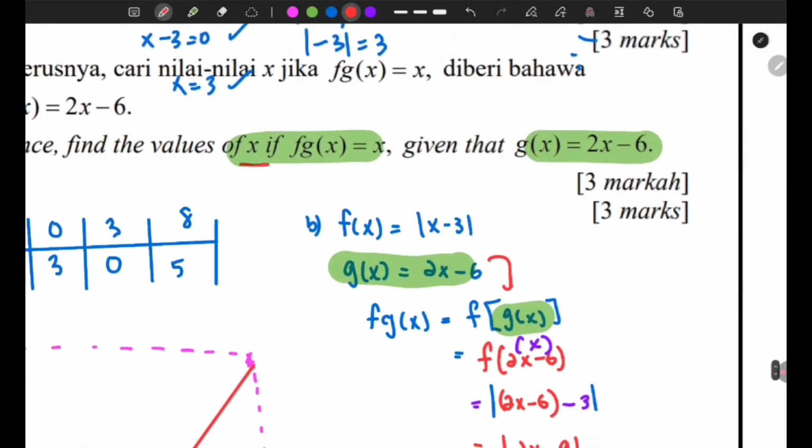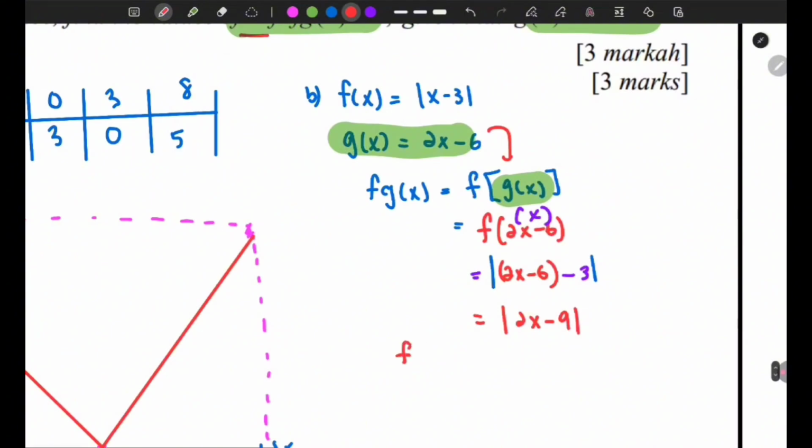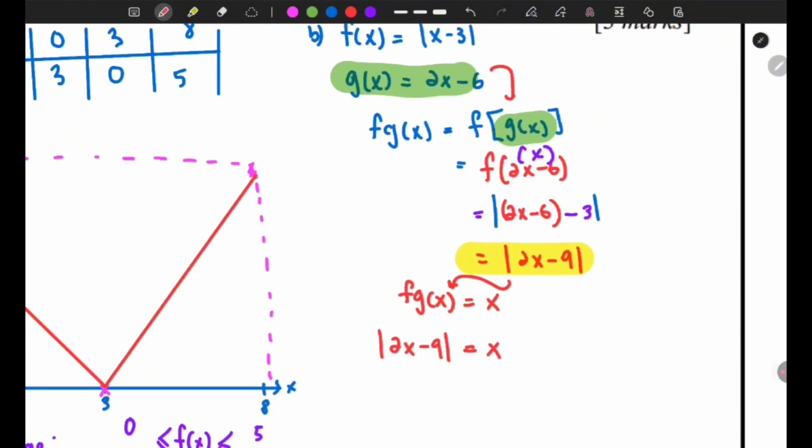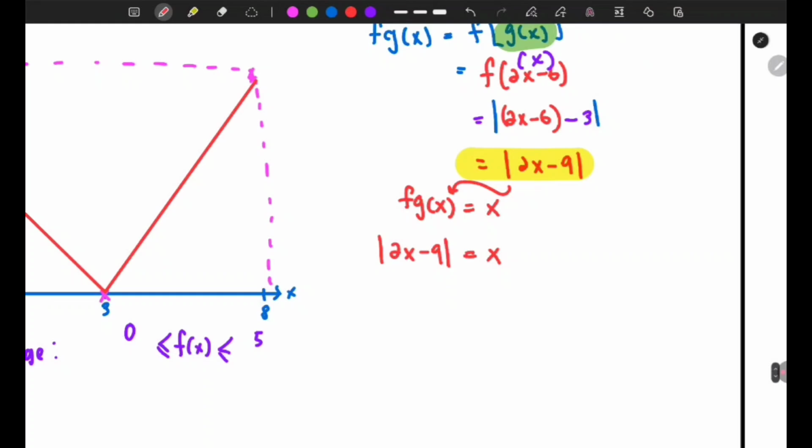You need to find out the value of x. So as they say, your fg(x) is equal to x. So what's your fg(x)? As you found here, it is modulus 2x minus 9. So replace it here, and this is equal to your x. I just changed the way I'm writing it, but I didn't change anything. It's the same thing. Modulus, bring to the other side, become plus minus. So 2x minus 9 becomes plus minus x.